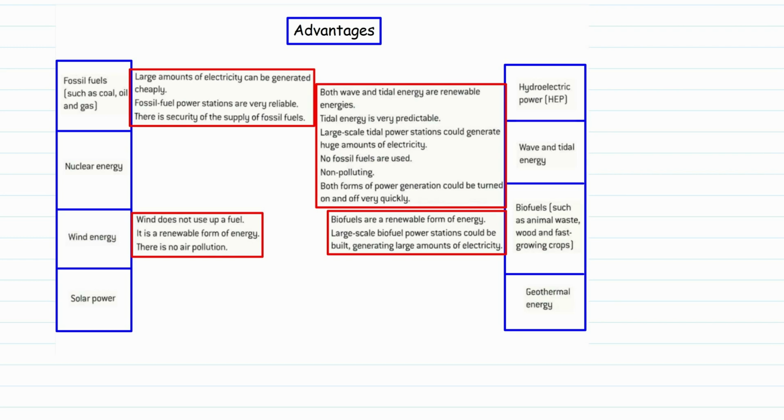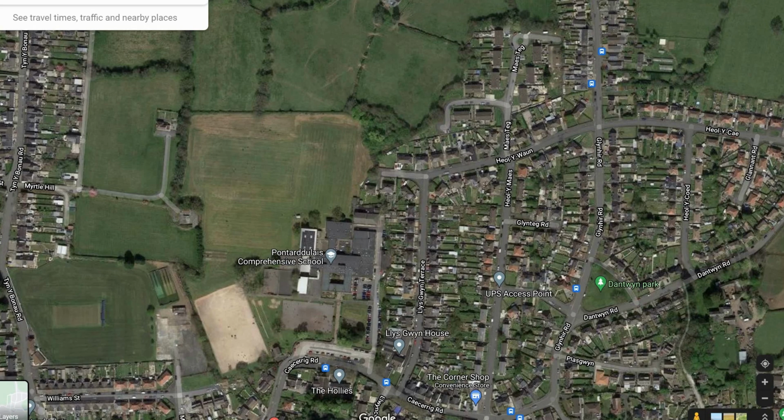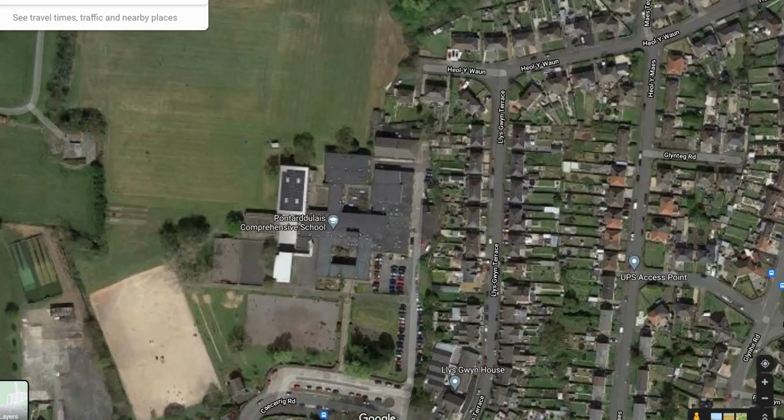But what I want to do now is just draw your attention before you start that activity to moving from a global level down to a local level. Here we are, like here's Pontedilai School.